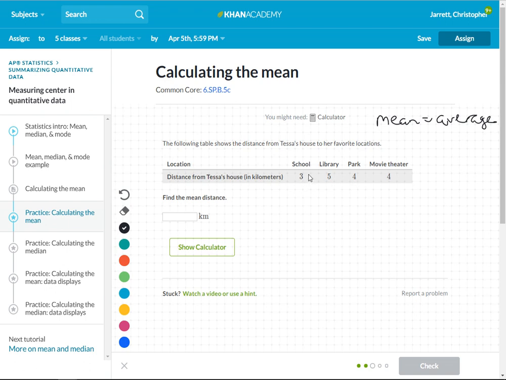So you would add, in this case, 3 plus 5 plus 4 plus 4. So looking for the mean distance. And so 3 plus 5 is 8. 8 plus 4 is 12. 12 plus 4 is 16. And there are 1, 2, 3, 4 data pieces. So you're dividing 16 by 4. So 16 divided by 4 is 4. So the average distance from Tessa's house is going to be 4 kilometers.